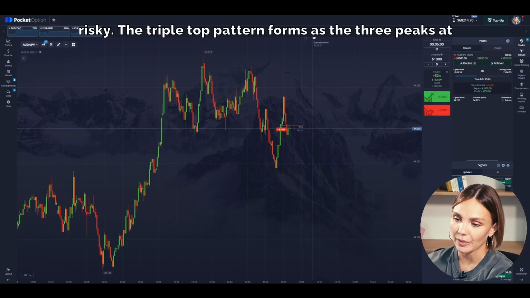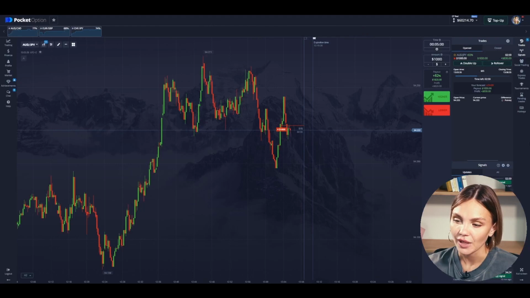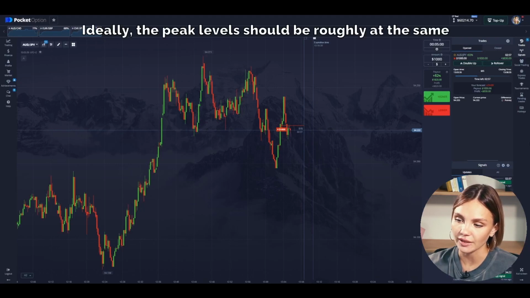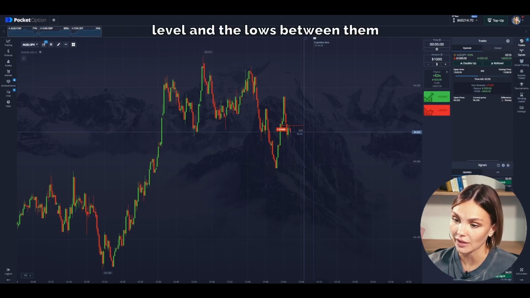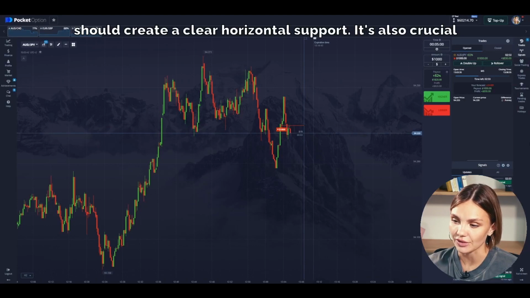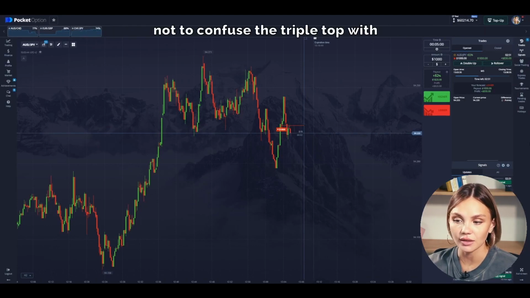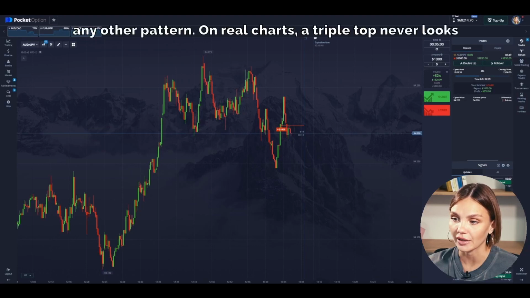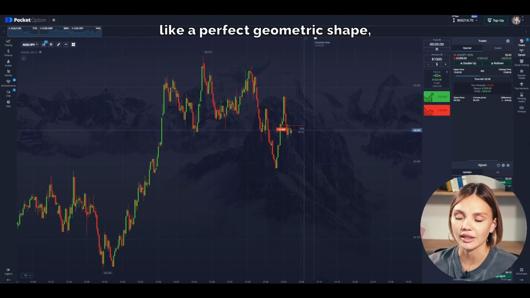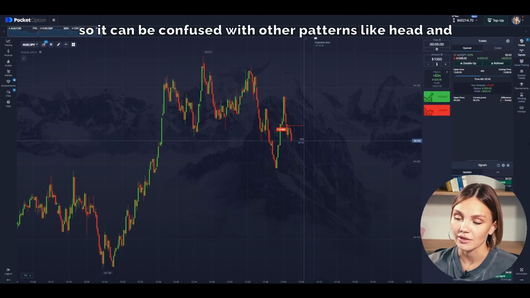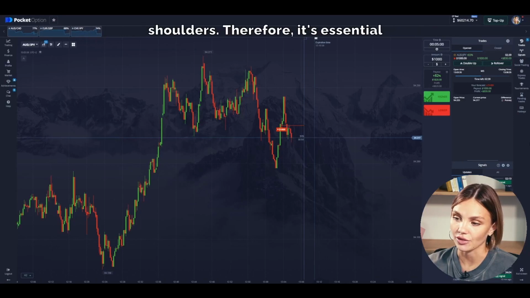The triple top pattern forms as the 3 peaks at approximately the same level. Ideally, the peak levels should be roughly at the same level, and the lows between them should create a clear horizontal support. It's also crucial not to confuse the triple top with any other pattern. On real charts, a triple top never looks like a perfect geometric shape, by the way, so it can be confused with other patterns like head and shoulders.